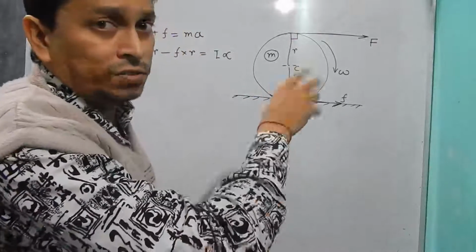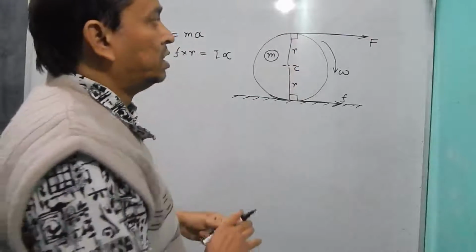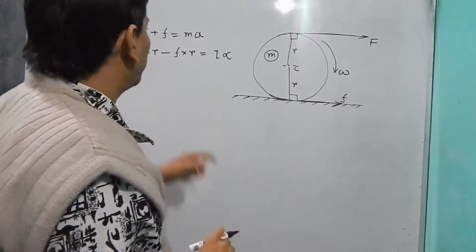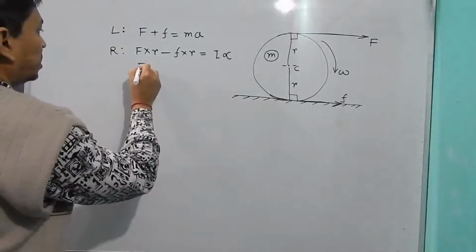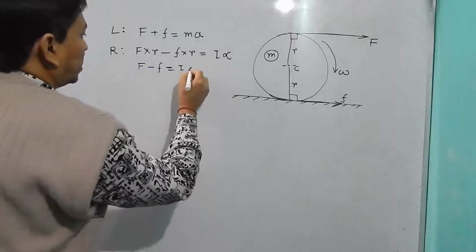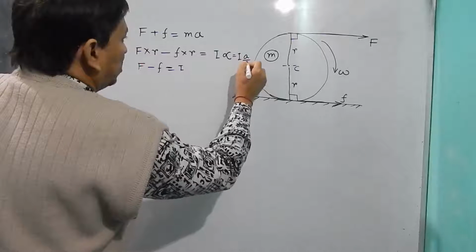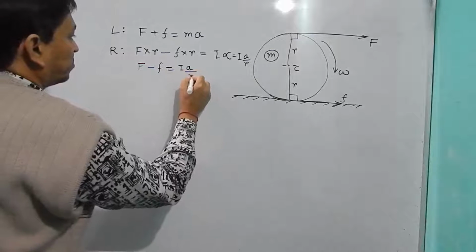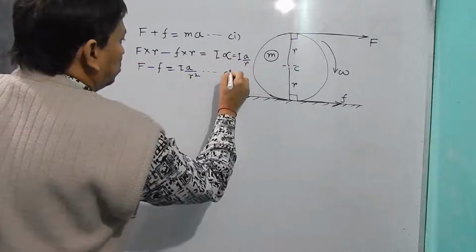So these two torques are in different directions, but this capital F into R should be greater. If this is not greater, then the body cannot roll in the forward direction, that means in the direction of omega. So that's why capital F into R must be greater. So from here we get F minus f is equal to I alpha, and alpha can be written as A by R, so this is I A by R square. Say this is equation number 1 and this is equation number 2.